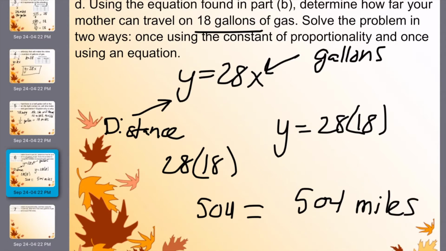So I know that she can travel 504 miles. And that's on 18 gallons of gas.